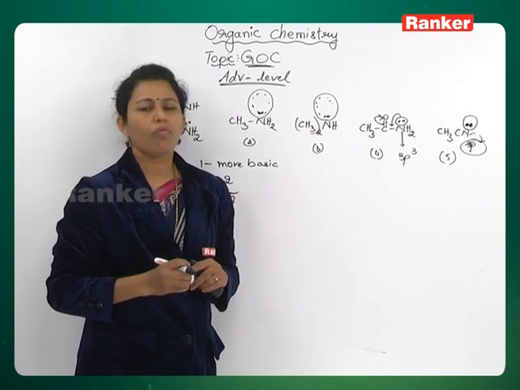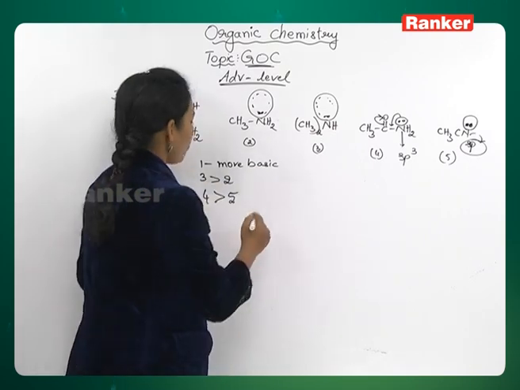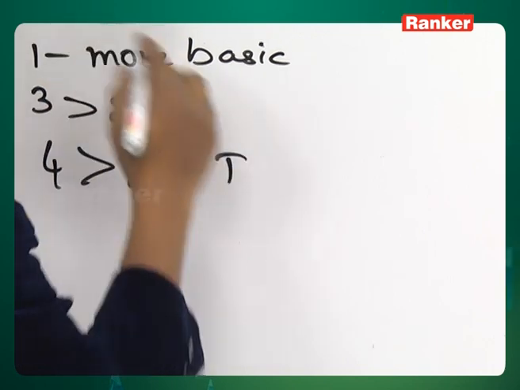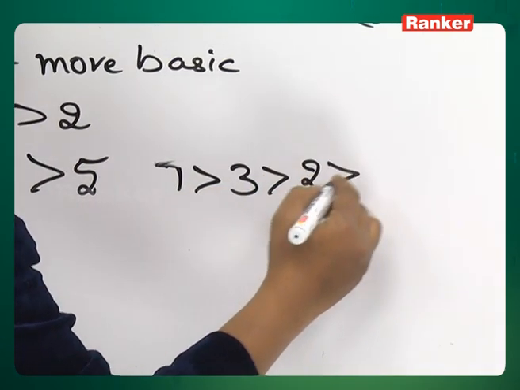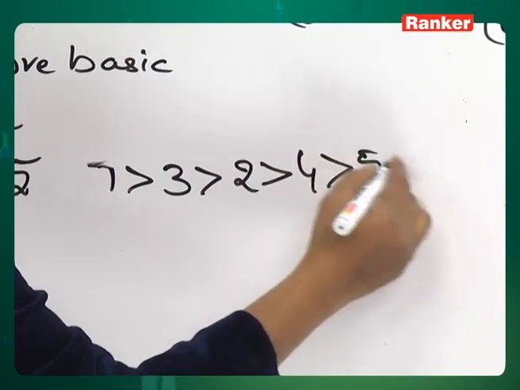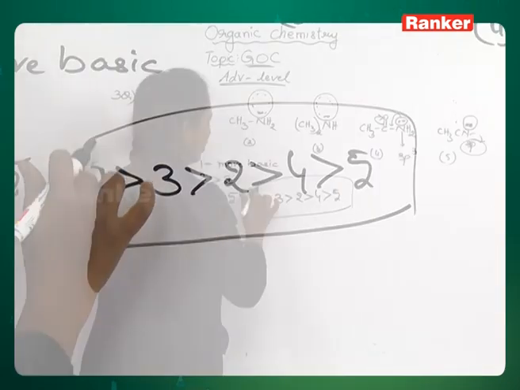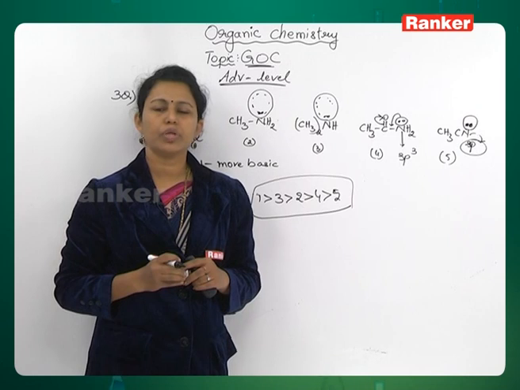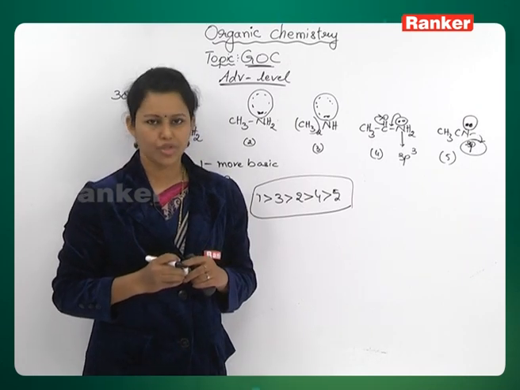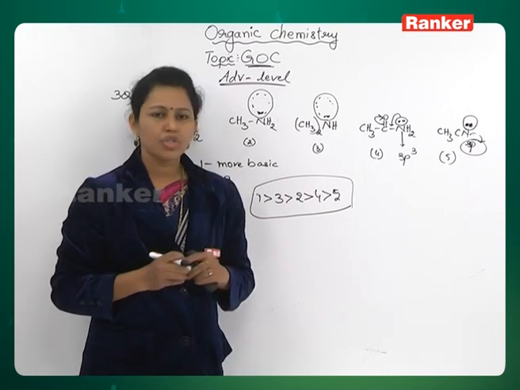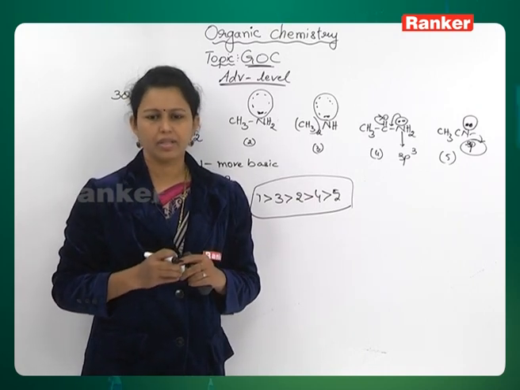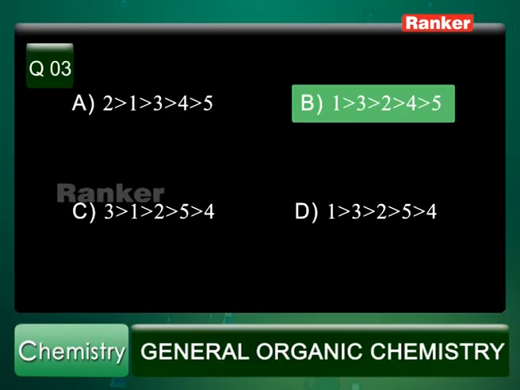So finally, the order we can give is: the first compound 1 is more basic than 3, than 2, than 4, than 5. So this is the correct basic order of these compounds showing Lewis basic nature. Now let us select this order, where it is represented in which option. So it is represented in option B.